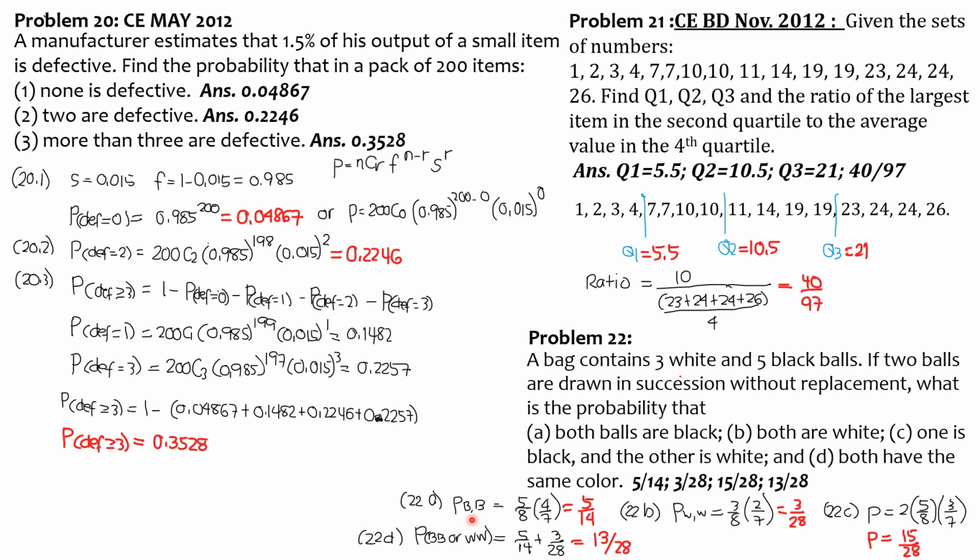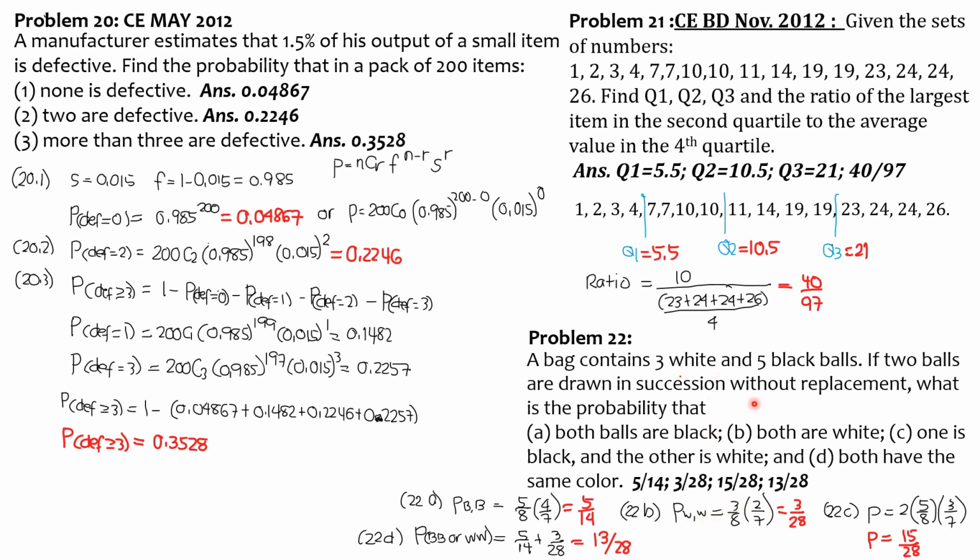Probability that the first ball is black, then second is black. So there are 5 black balls out of 8, so 5 over 8. For the second pick, it should also be black, so 4 remaining black balls out of 7 remaining balls. So 5 over 14.